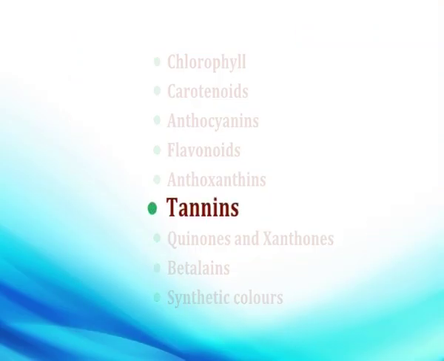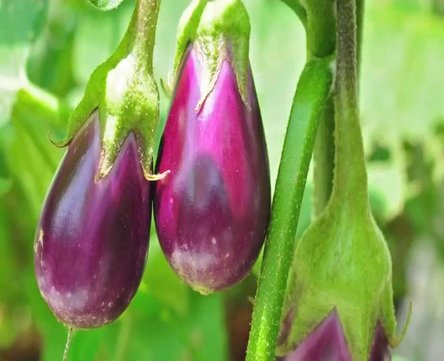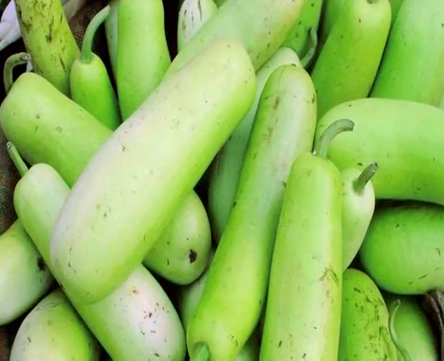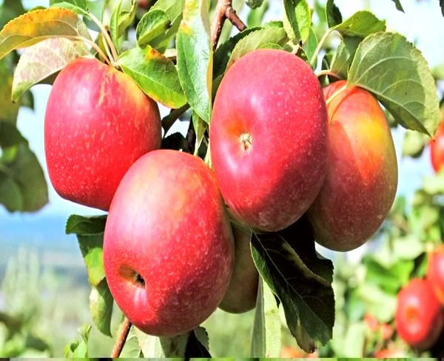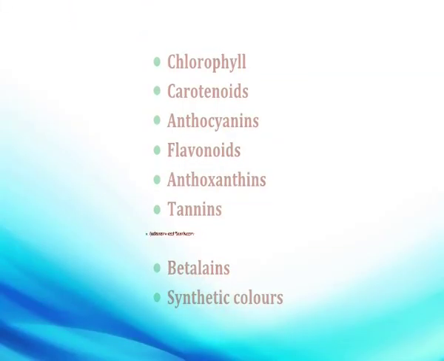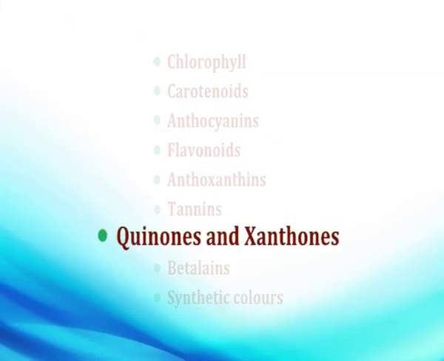Tannins. Tannins are also known as tannic acid or gallotannic acid. The fruits containing tannin with white flesh turn brownish when they are cut and exposed to air. Example, brinjal, bottle gourd, apple, etc. Hence, tannins are responsible for enzymatic browning and astringency of foods. Quinones and xanthones.